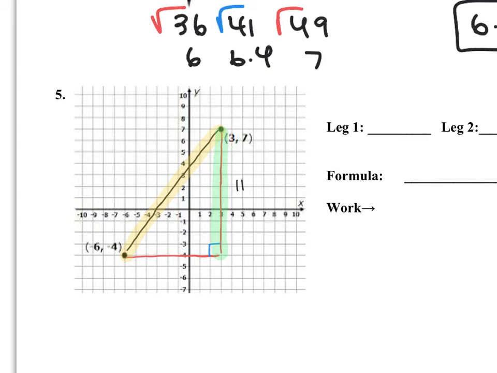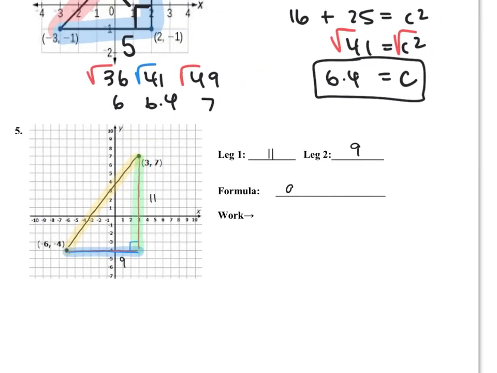That would be leg 1, or leg 2, it doesn't really matter. And then I could count this way, which would be 1, 2, 3, 4, 5, 6, 7, 8, 9. That's going to be my other leg.